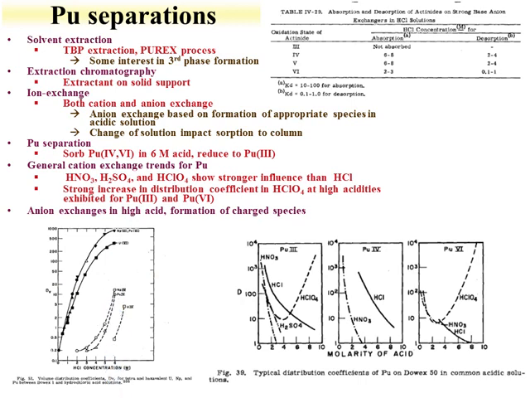In general, for cation exchange trends for plutonium, the nitrates, sulfuric, and perchloric acid show stronger influence than the HCl. And there's an increase in distribution coefficients in perchloric at high acidities exhibited for plutonium-3 and plutonium-4.